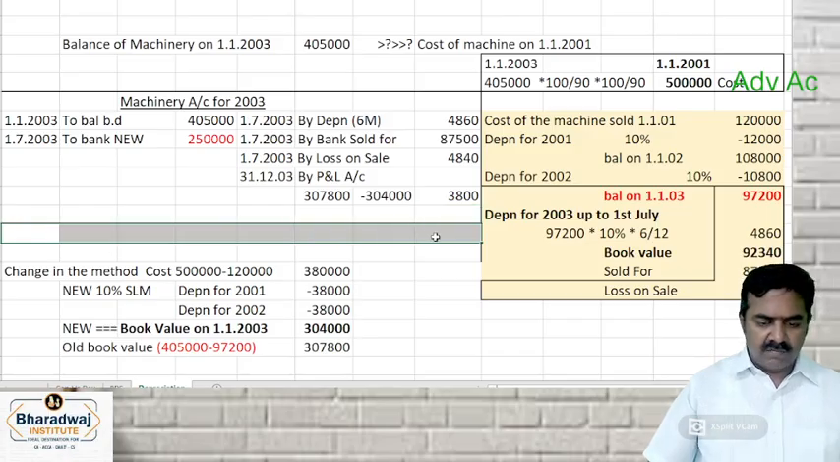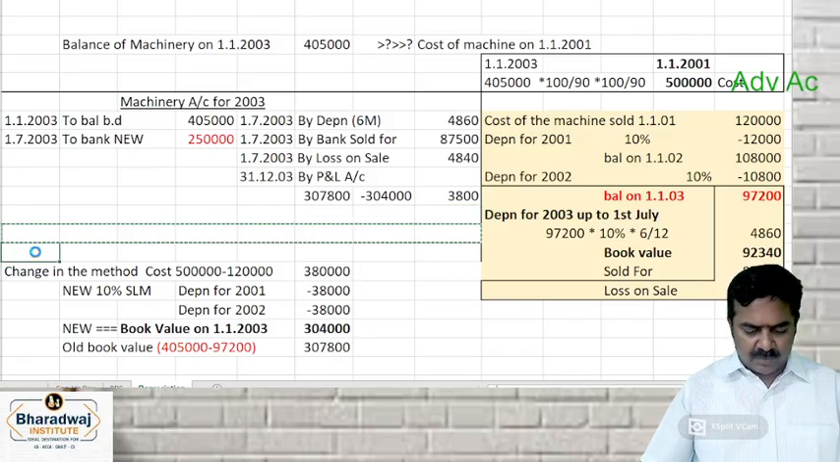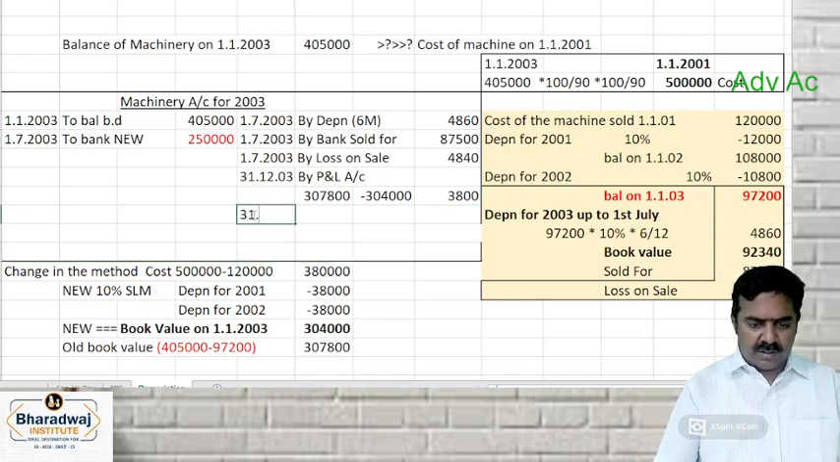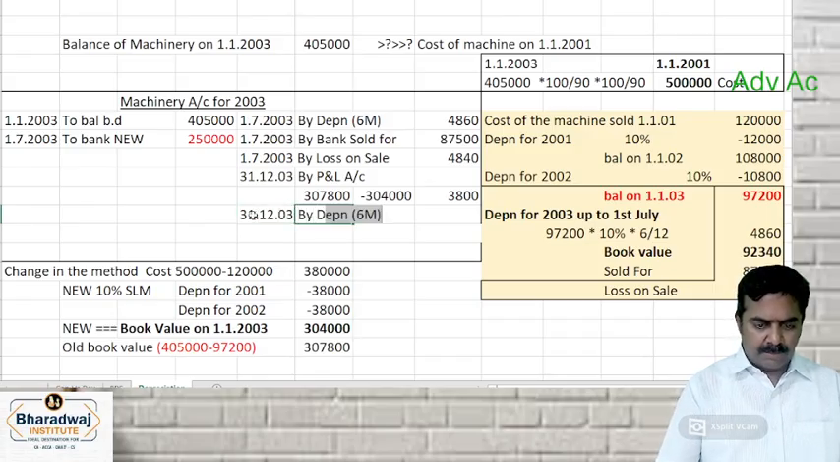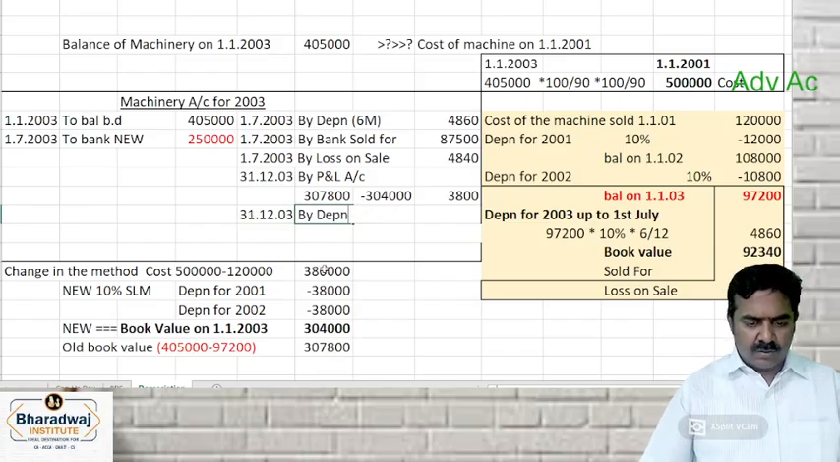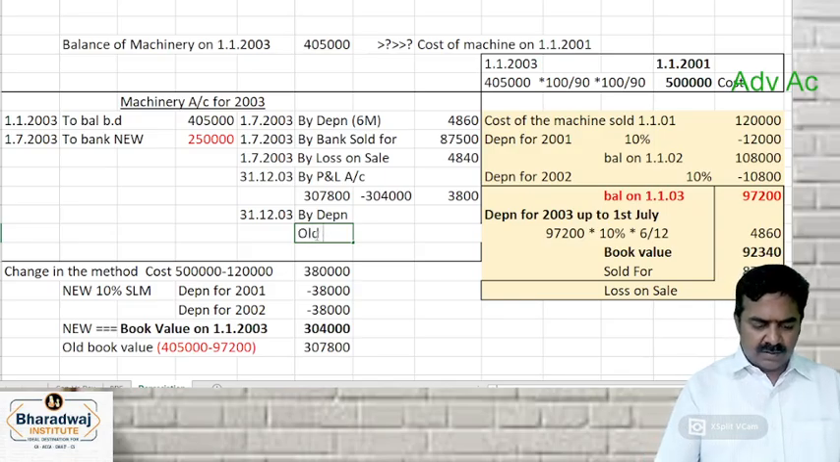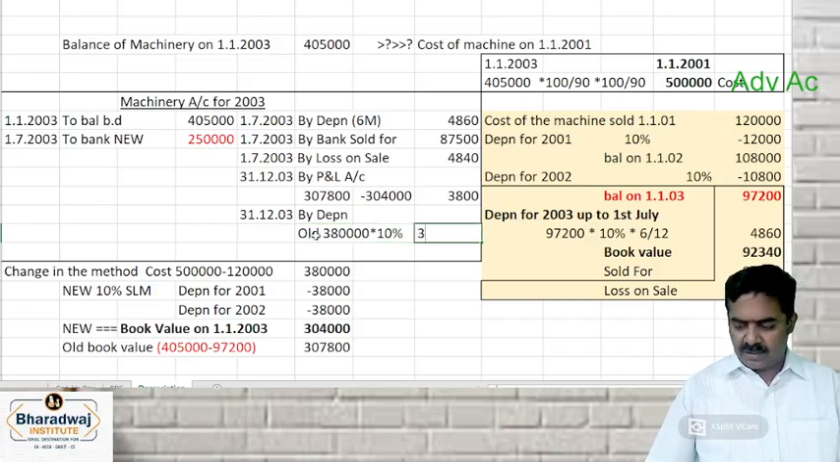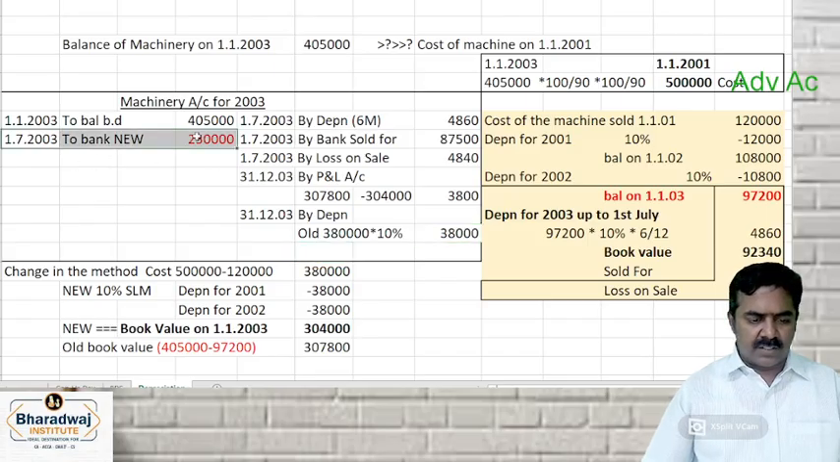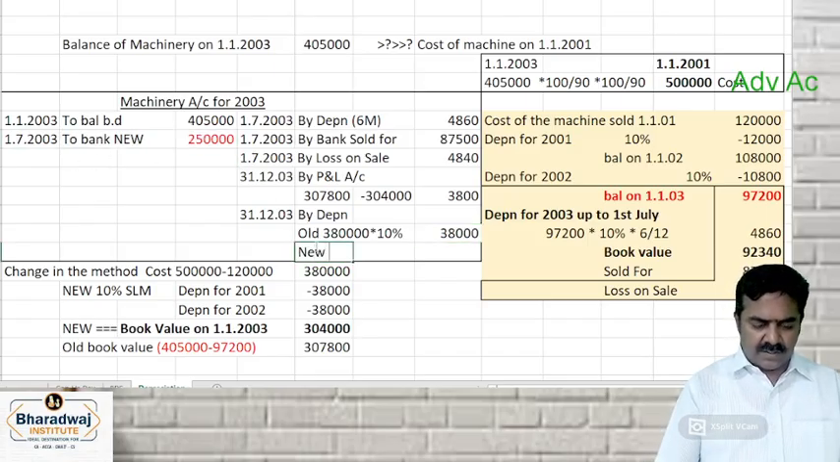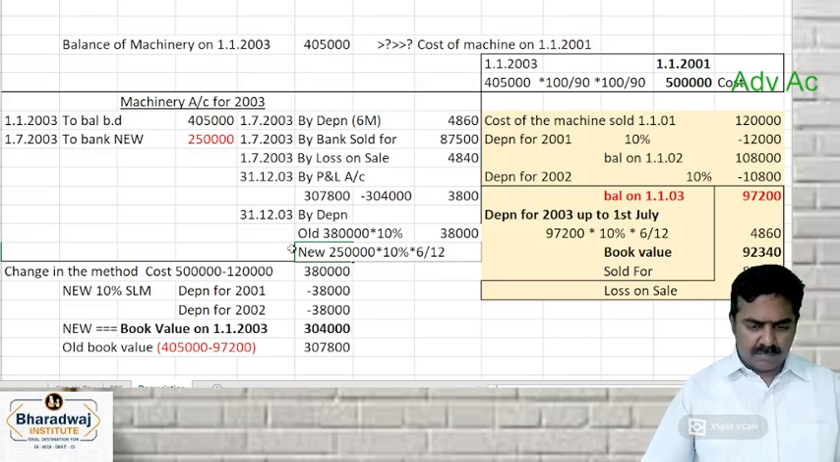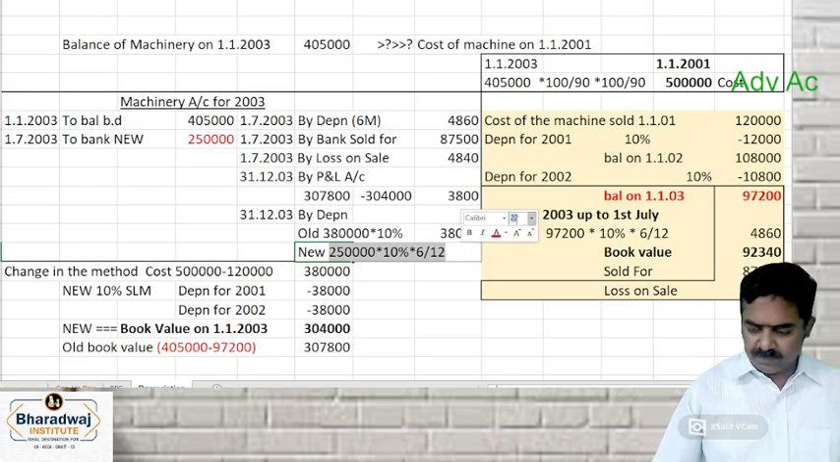Then we need to provide depreciation for the current year. 31/12/2003, by depreciation. What is the value of the old asset? 3,80,000 into what percentage? 10%. Under the new method it comes to 38,000. For this new asset purchased, 2,50,000 into 10% for 6 months. How much depreciation will there be?